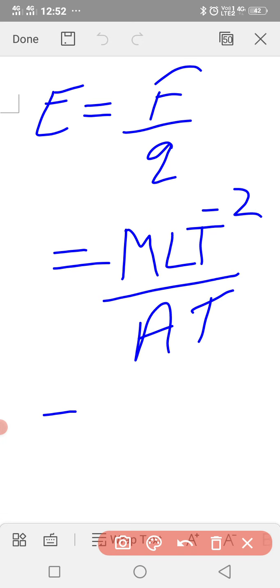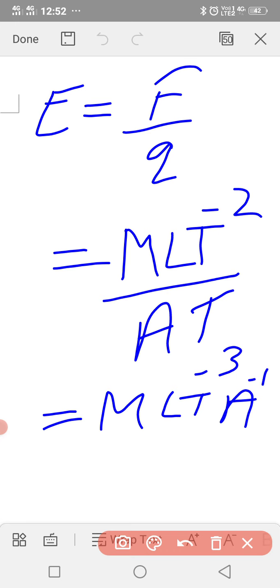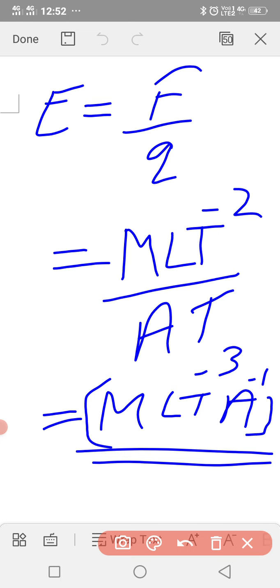So students, just simplify it. It is ML. When T goes up, it becomes minus 1, so it is T minus 3. And A is also going up, so it is minus 1. I have seen the dimensional formula of electric field in many competitive exams. Similarly, you can calculate the dimensional formula of other quantities as well.